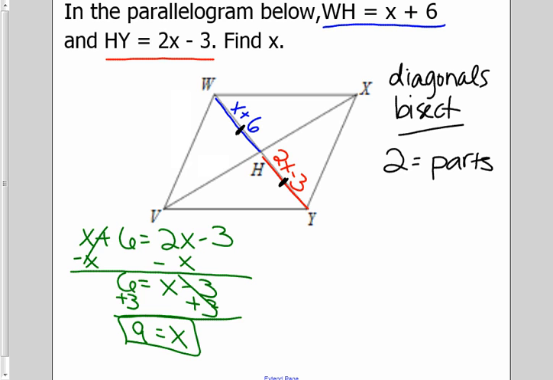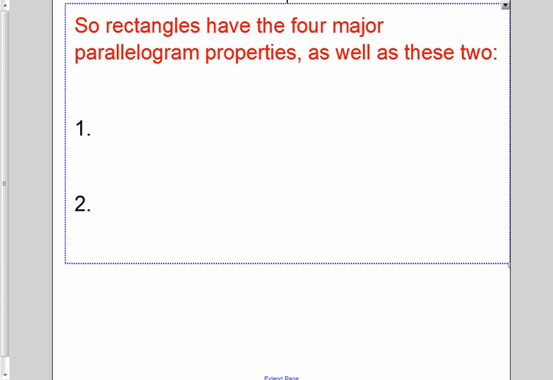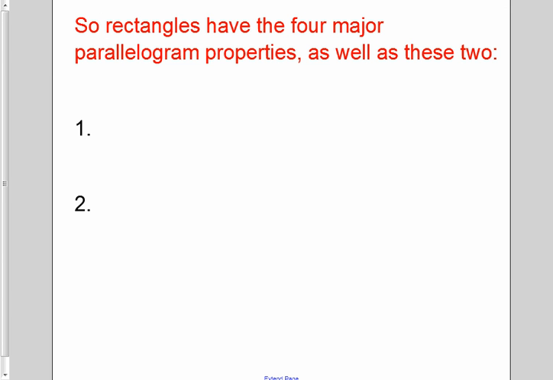Okay, so that's how we would solve parallelograms. The next one we're going to talk about are rectangles here. So rectangles have the four major properties as a parallelogram. So remember, in our flow chart, the rectangles were underneath the parallelogram, right? So the ones that are underneath have the same properties as everything that's above it, but sometimes they have additional properties as well. So in addition to everything the parallelogram has, we're going to add 2 more points on for rectangles.